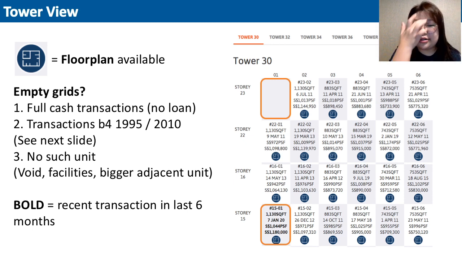And then last but not least, another possibility would be if the adjacent unit, for example the unit next to the empty block, is much bigger. Sometimes for different stacks, it may not always be the same size throughout the stack. So maybe on your top floor, you have a penthouse and you have different sizes of penthouses.